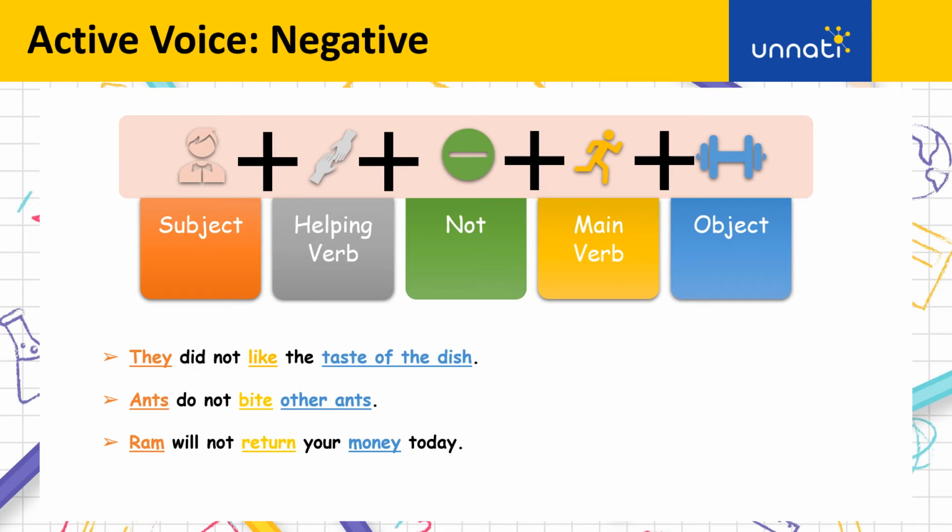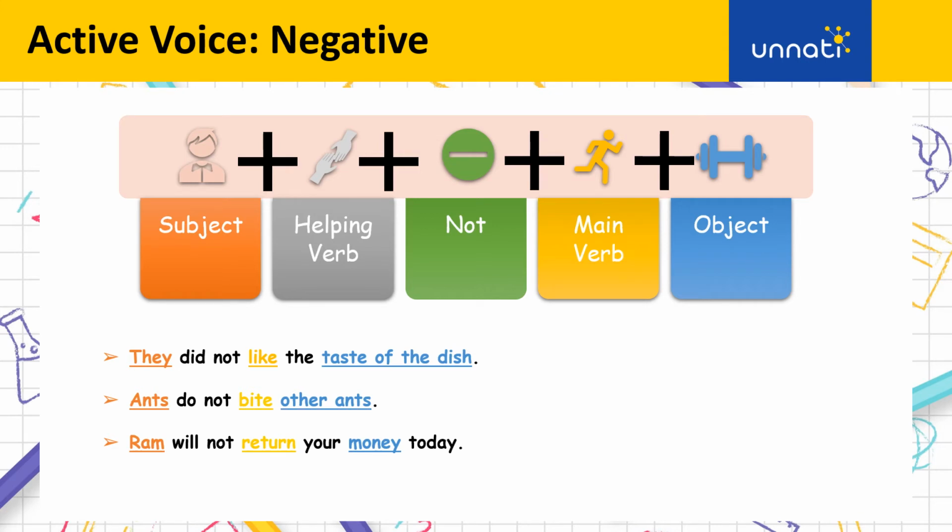Not, as we are supposed to put a negative word here to make it negative. Like is the main verb. The taste of the dish, the object. So they did not like the taste of the dish.